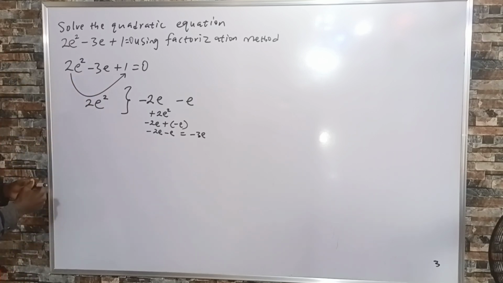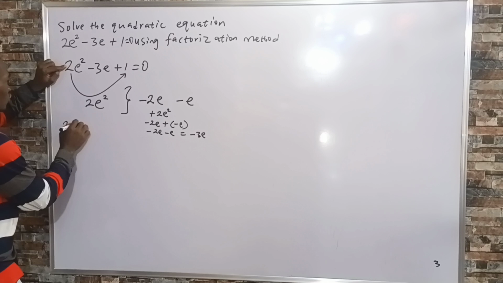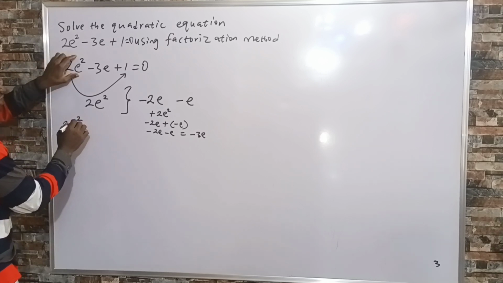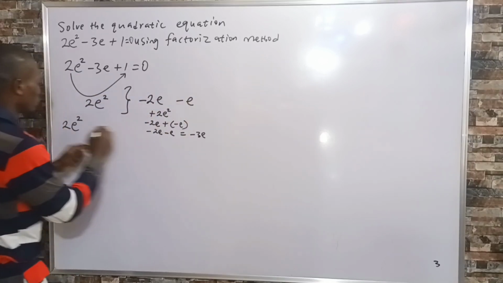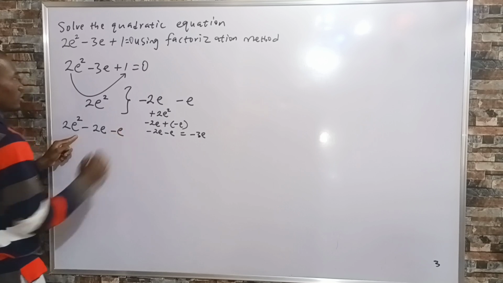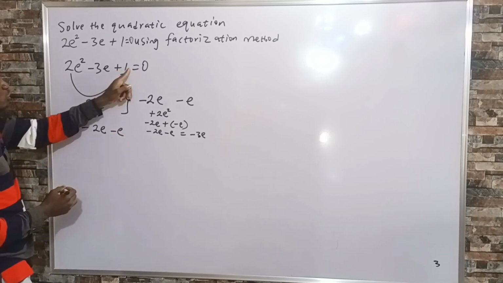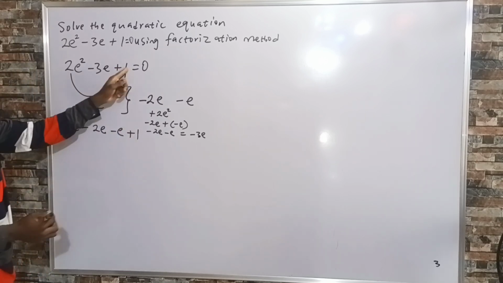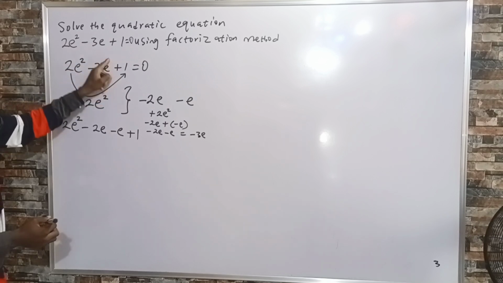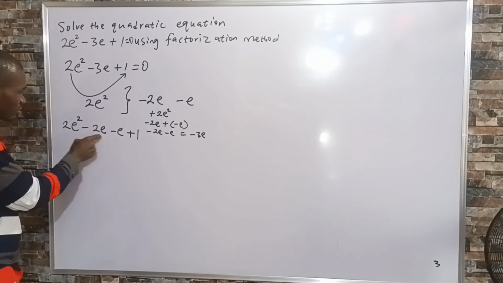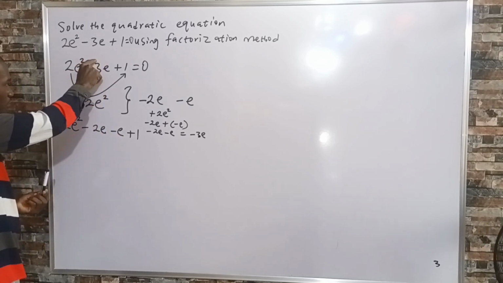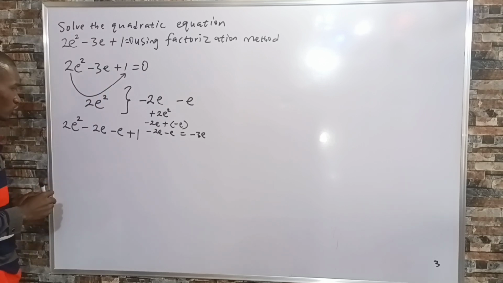Okay, so let's go ahead. I will now pick this 2e squared. Once I pick it, I will then pick these two factors, which are negative 2e and negative e. Then I will pick the plus 1, which is the constant. I'm not picking this negative 3e because I know that if I add negative 2e to negative e, it will still result back to this negative 3e. So take note of that.